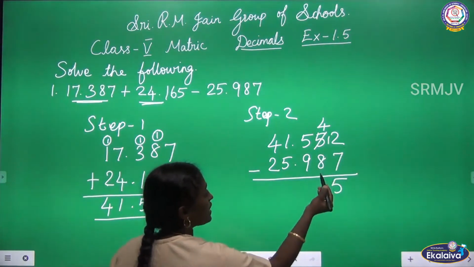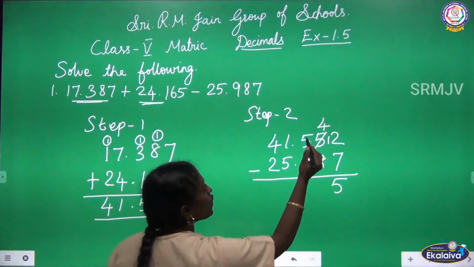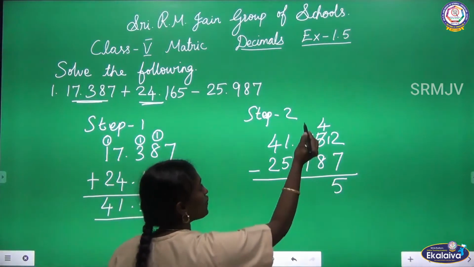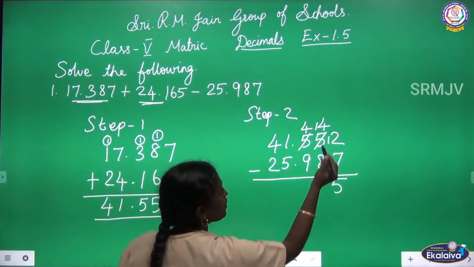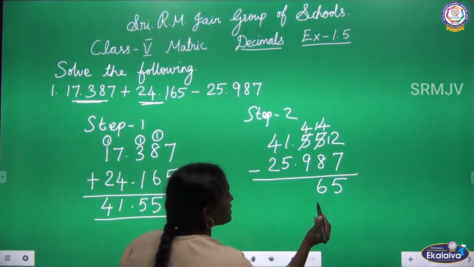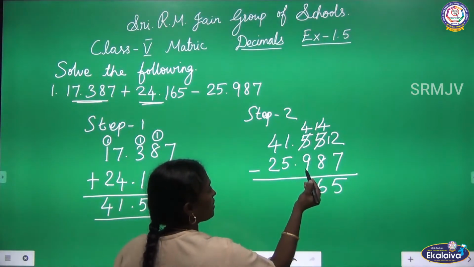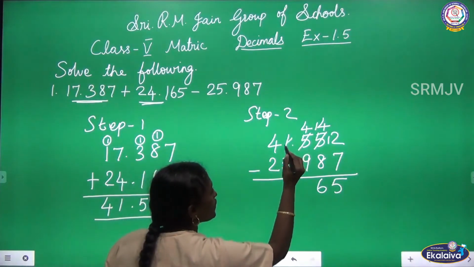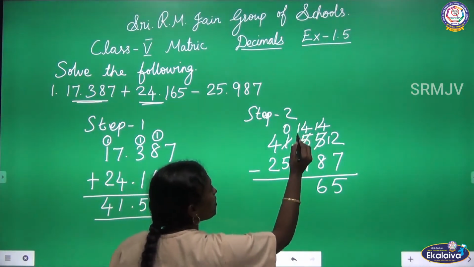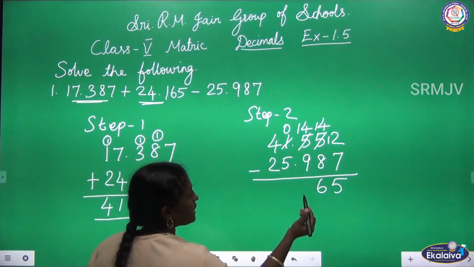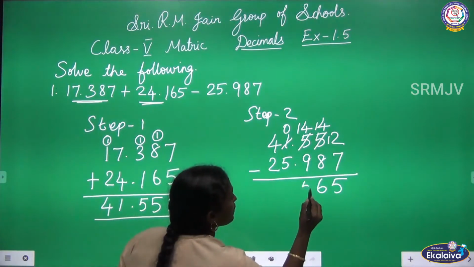Here 4 minus 8. We can't subtract 8 from 4. So we are going to borrow from 5. 5 will become 4. This 4 will become 14. 14 minus 8, that is 6. Here 4 minus 9. We can't do the subtraction. So we have to borrow from 1. 1 will become 0. 4 will become 14. 14 minus 9, that is 5.